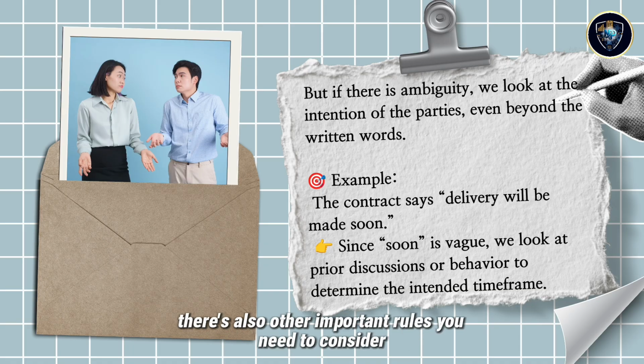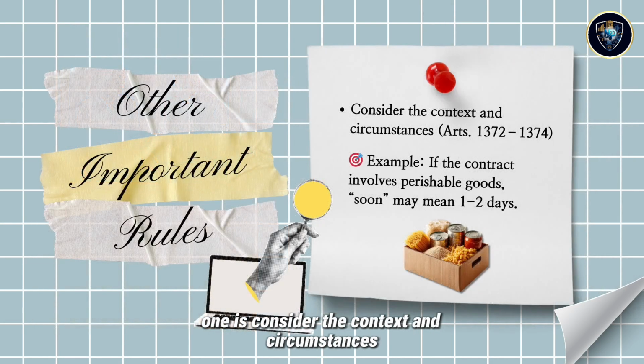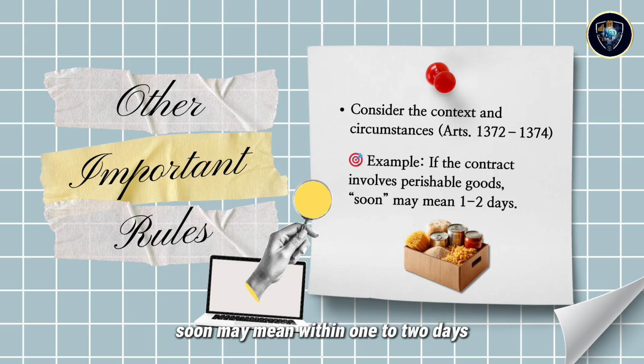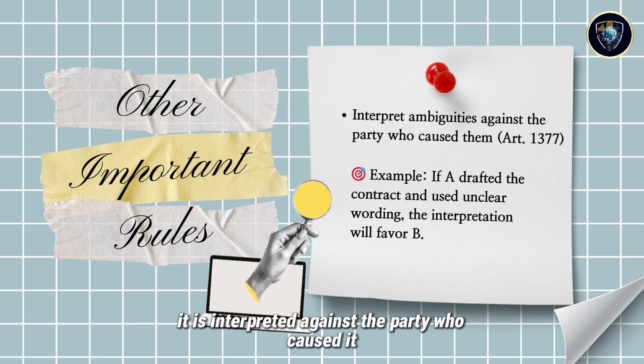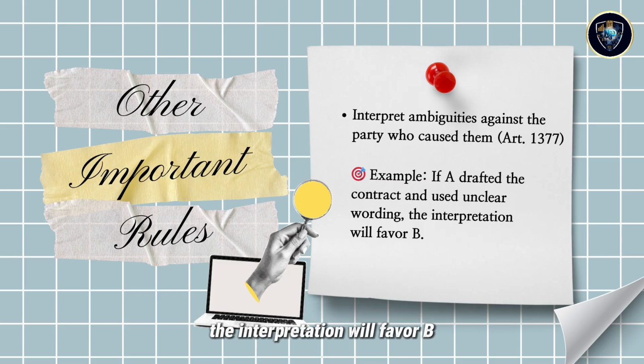There's also other important rules you need to consider. One is, consider the context and circumstances. Example. If the contract involves perishable goods, soon may mean within 1 to 2 days. Another one is, if there's ambiguity, it is interpreted against the party who caused it. Example. If A drafted the contract and used unclear wording, the interpretation will favor B.